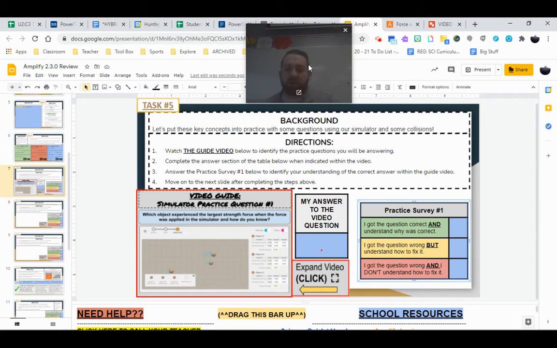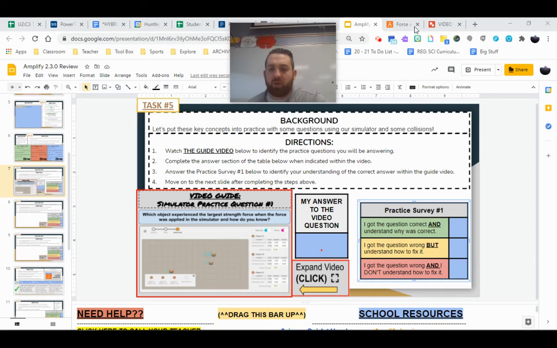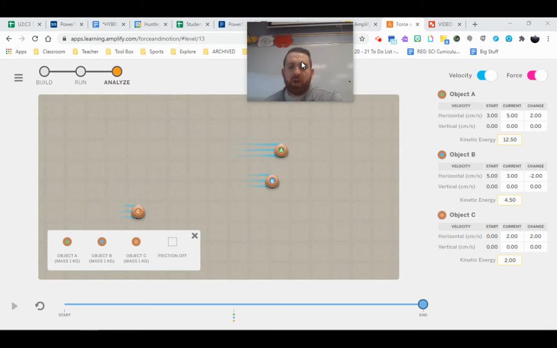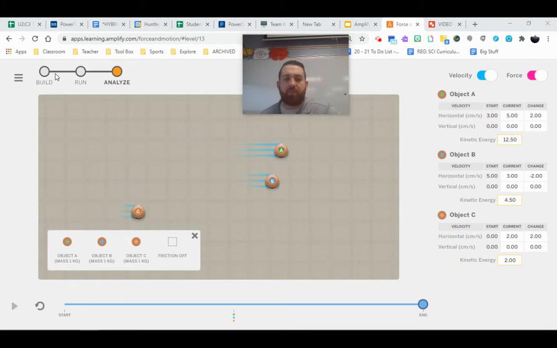So let's go ahead and take a look at this first one and really break down what we're looking at. So here's what we need to know. I had built and run a simulation here with 3 different objects A, B, and C. We're at the Analyze page, and what you need to know is object A, B, and C all, if you notice, have the same mass of 1 kilogram. Now, object A, B, and C had different velocities at the start. If you notice, object A, B, and C all had a different start velocity.